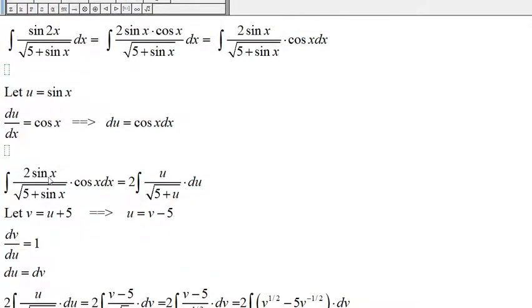And so for this integral, we have the 2 here. Move it and place it in front of the integral. Sine of x is u. And then here we have the square root of 5 plus u, and cosine of x dx is du.